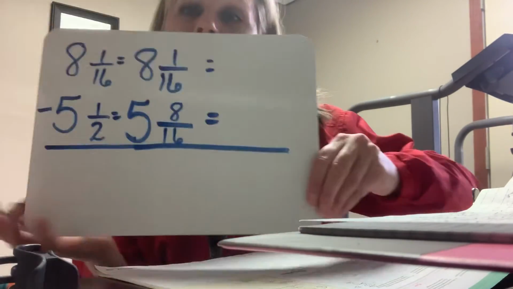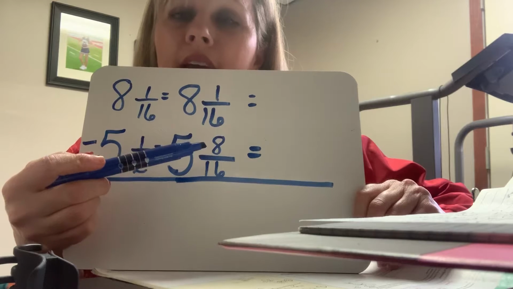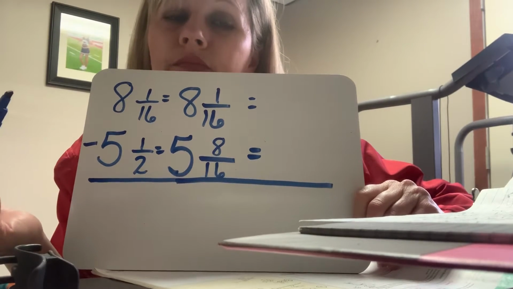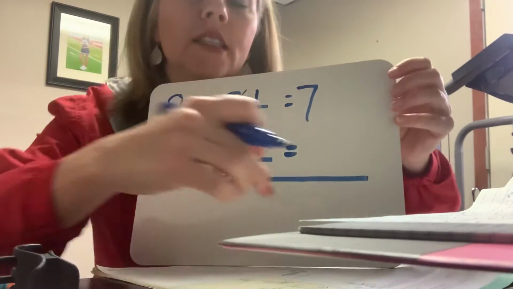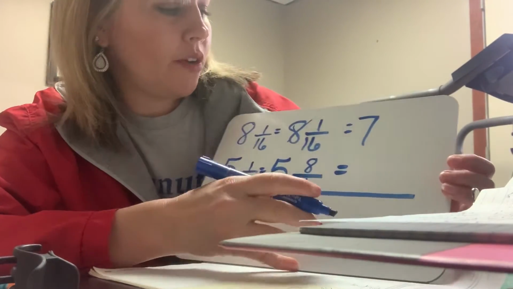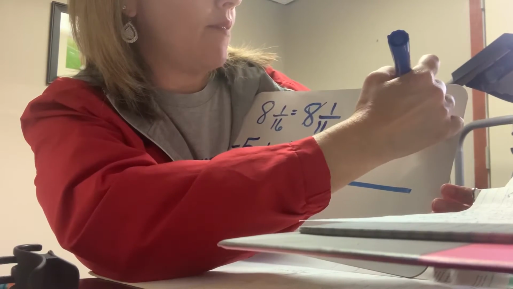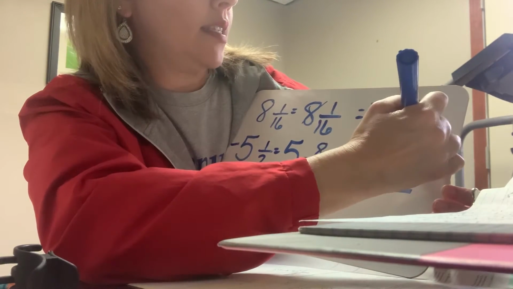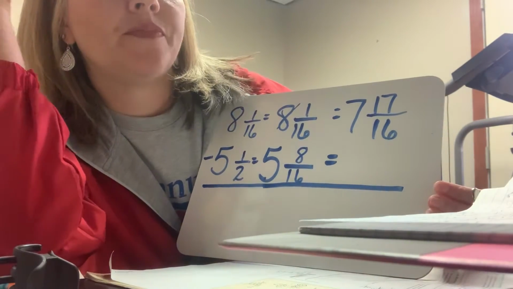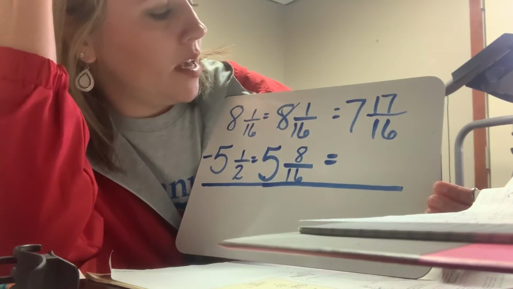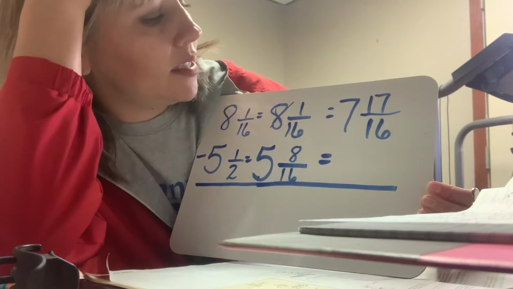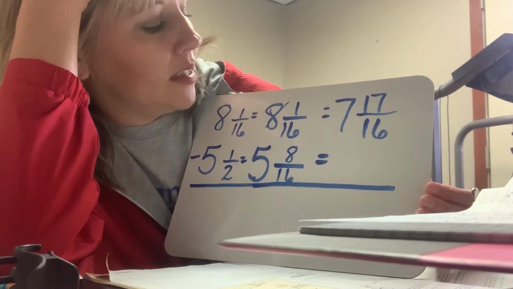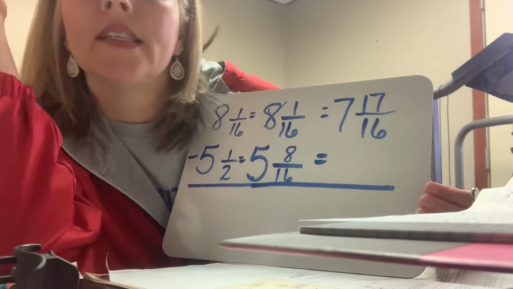But when you get to this point, you see that you cannot take 8 from the 1. We have to borrow, okay? When you do, the 8 becomes a 7. Remember, add your denominator to your numerator. 16 plus 1 is 17 over 16. Remember, we renamed that fraction because we took 1 from the whole, made it a 7. 16 plus 1 is 17 sixteenths. And 17 sixteenths is the same thing as 8 1/16.